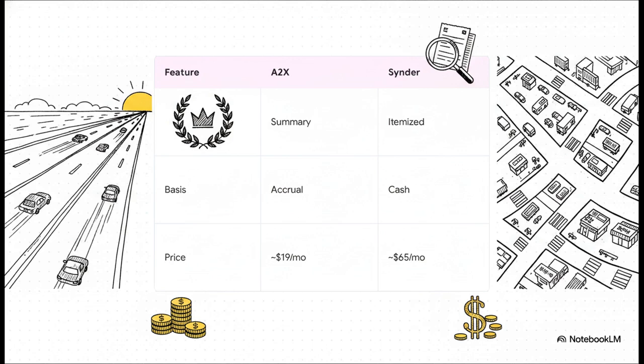Synder, though, is built for the city streets. It gives you per-transaction itemized syncing. This makes Synder a great fit if you're running cash-basis books or if you have a B2B store where you desperately need strict per-customer detail for invoicing. But because it processes way more data, it comes at a higher starting price of around $65 a month.